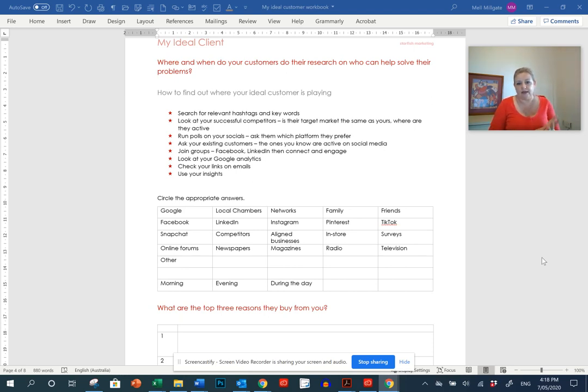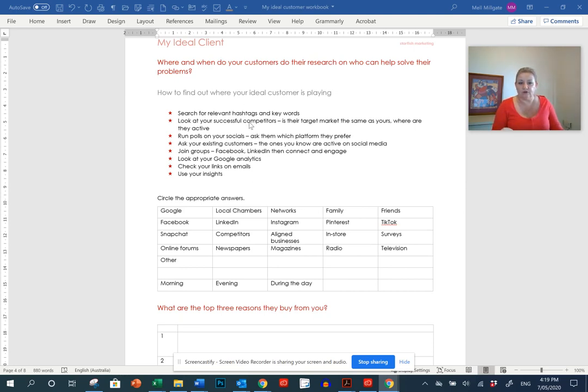So how do you find out where your ideal customer is playing? Well, one of the things you can do, and there's a list, as you can see here, is search through relevant hashtags and keywords. Instagram's great for that. You can see which platforms are using those hashtags, and then delve in and look at the type of people who are following those businesses and identify if they look like your ideal customer. So it's a way of identifying if they're on Instagram or not.